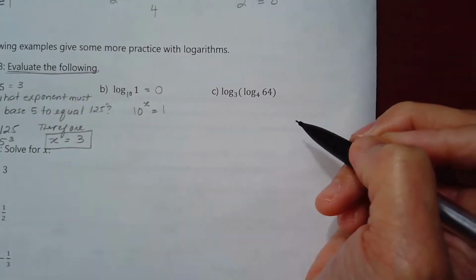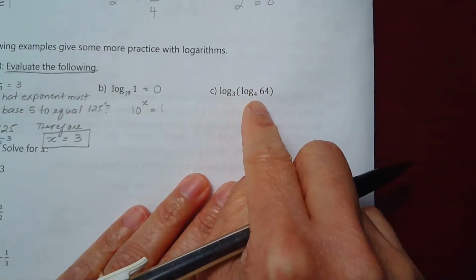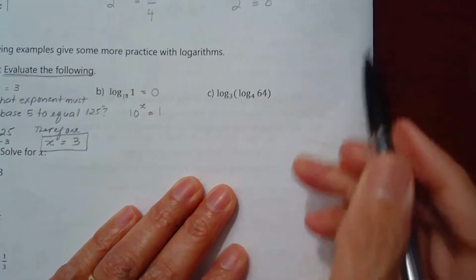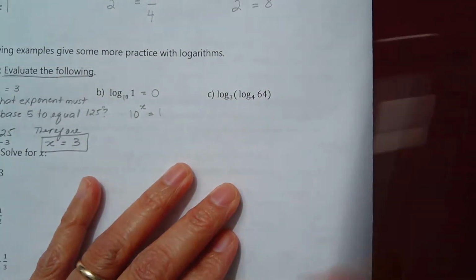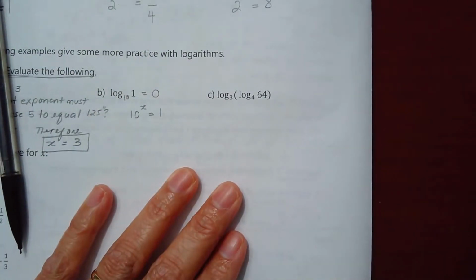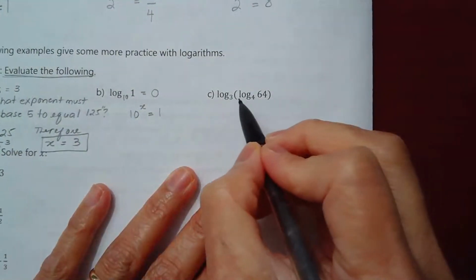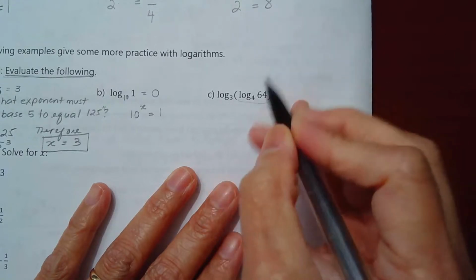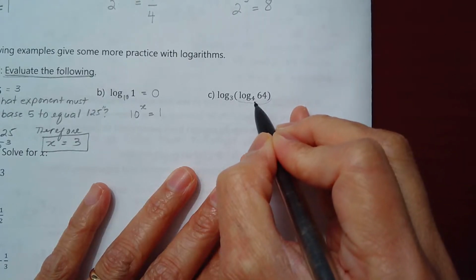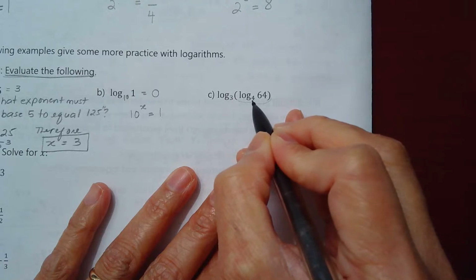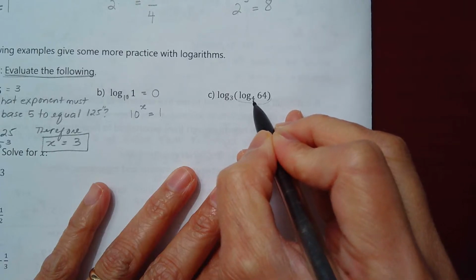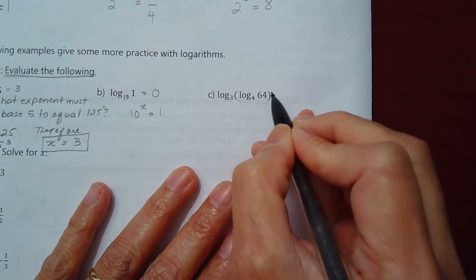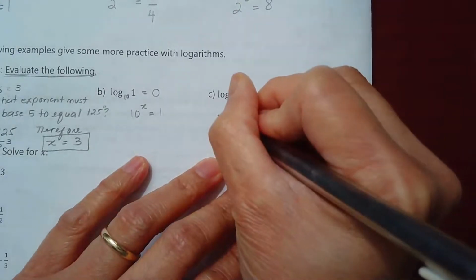Now this one here is like a composite function, right? So you're starting off from the inside and then going out. So look at this one here. Log of 64 base 4. Log of 64 base 4. That means 4 to what exponent will give me 64? Okay, I'm going to write that here.